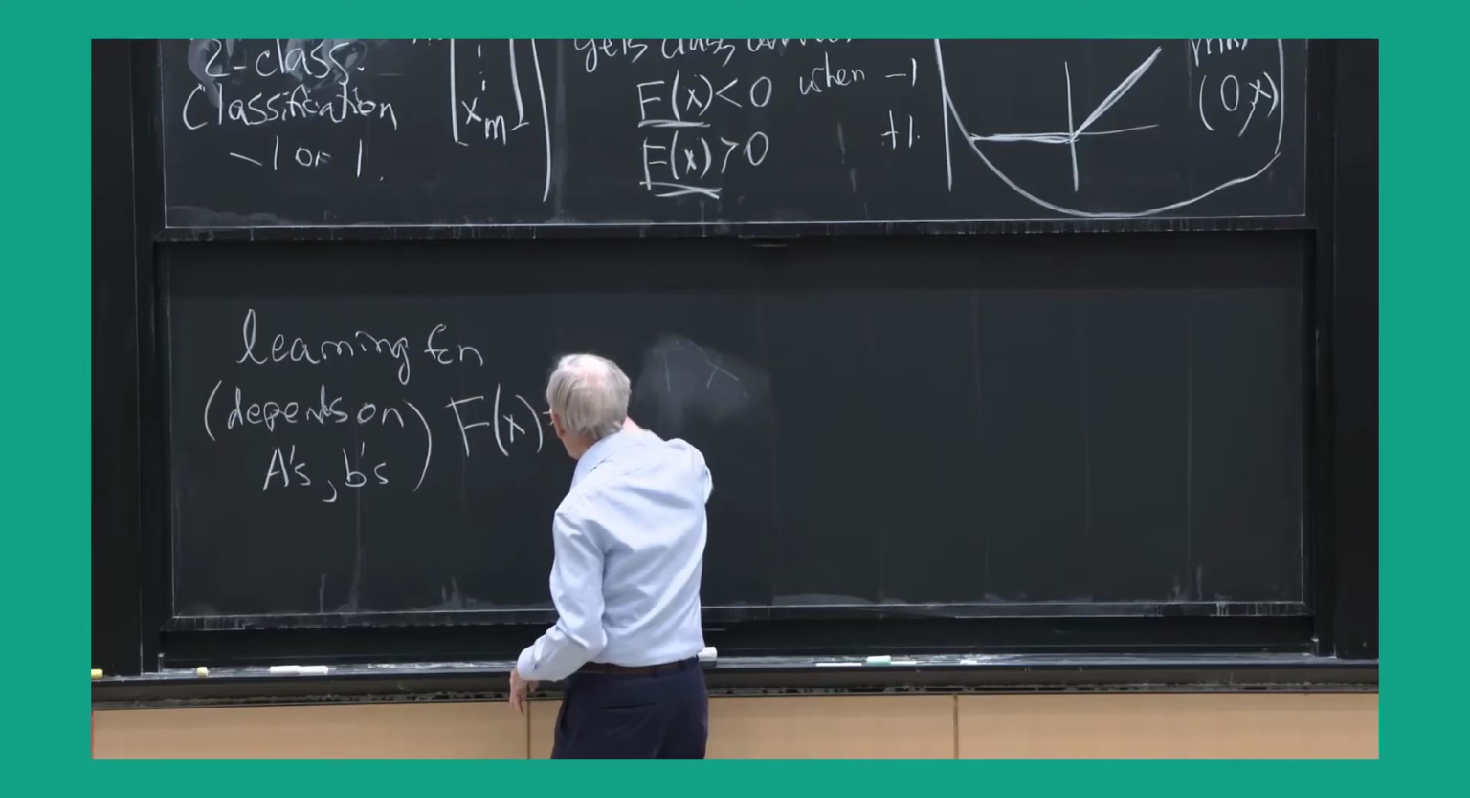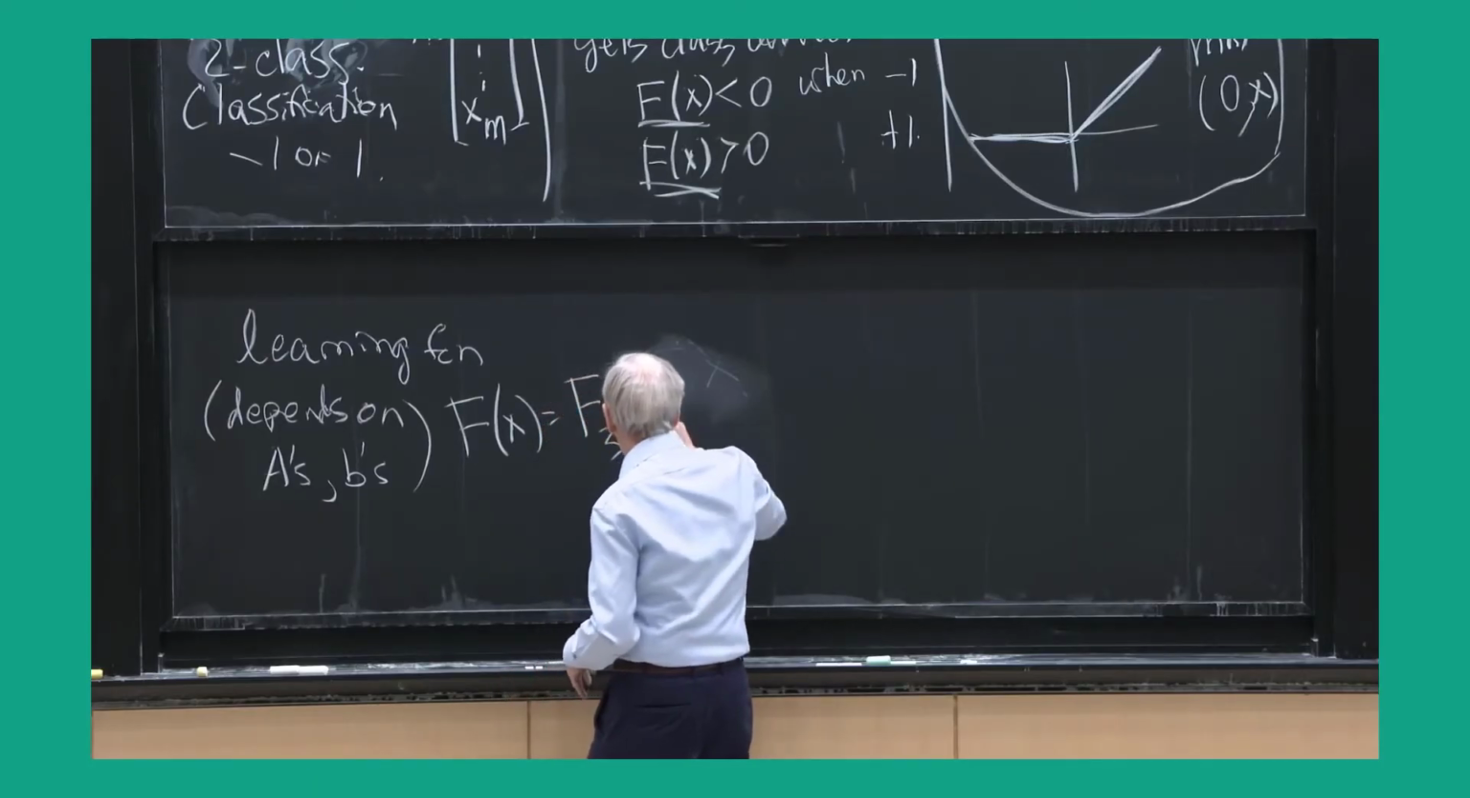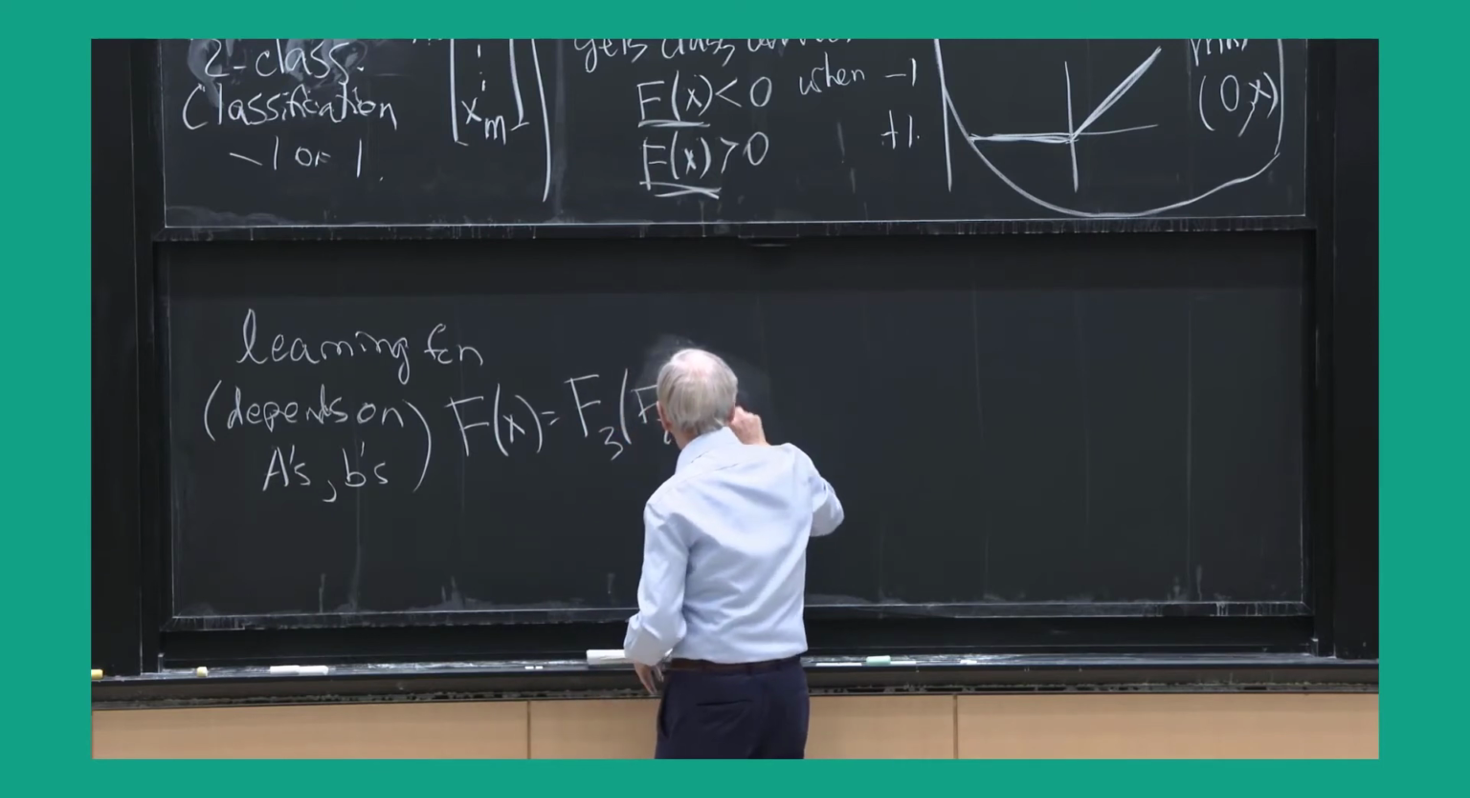f of x is going to be f3, let's say, of f2 of f1 of x.